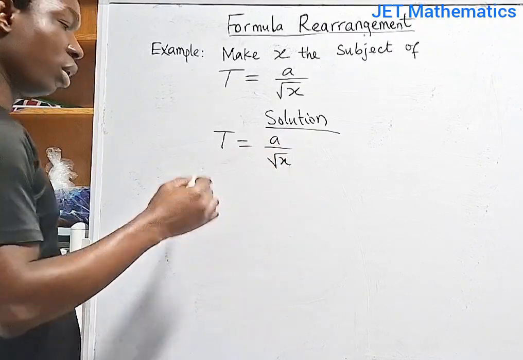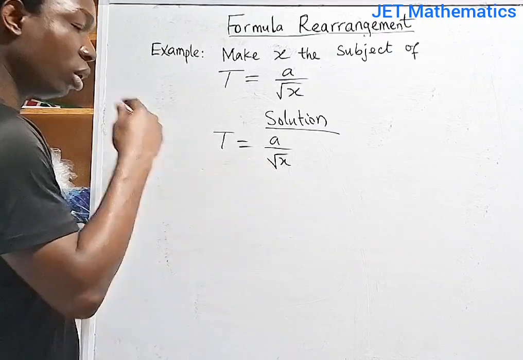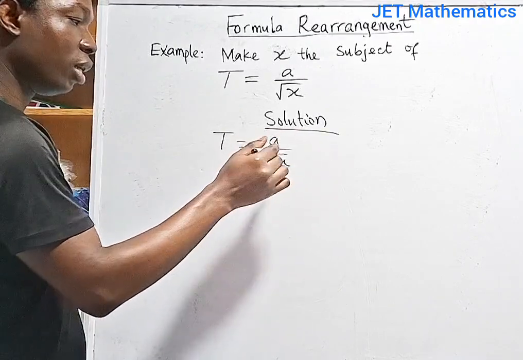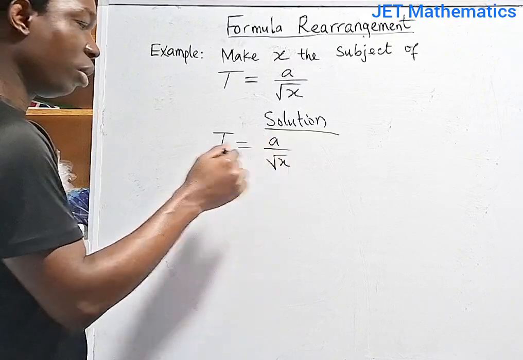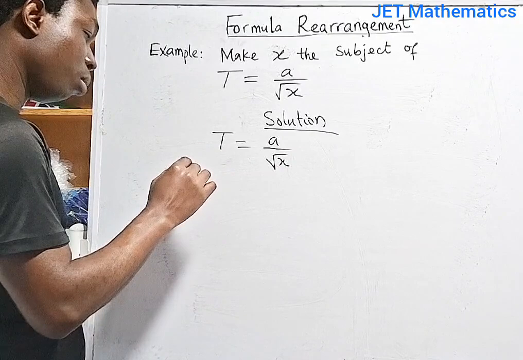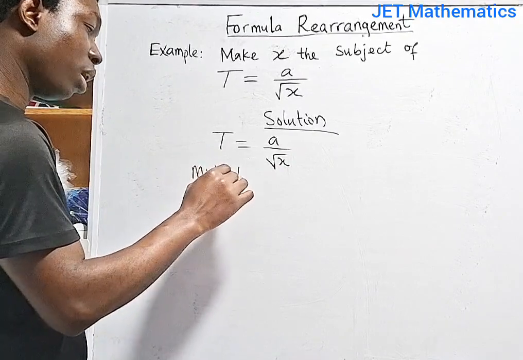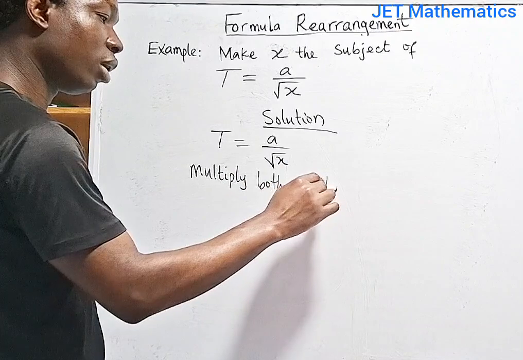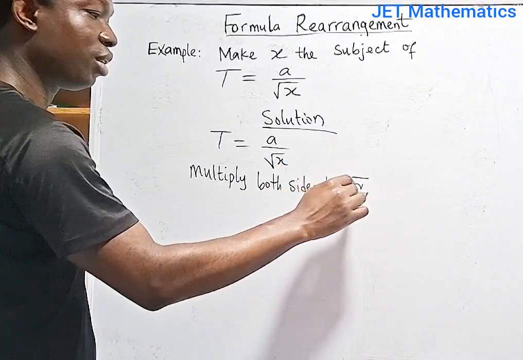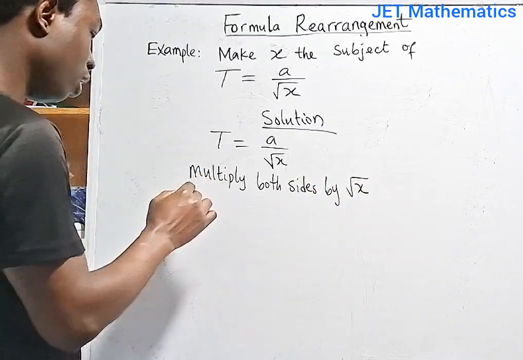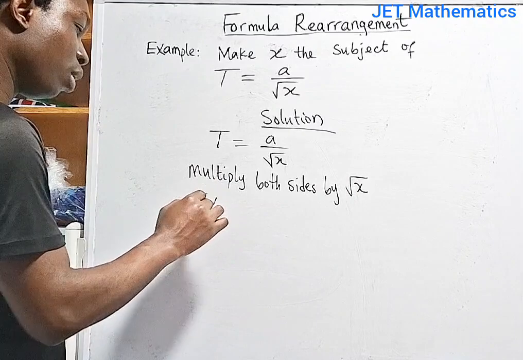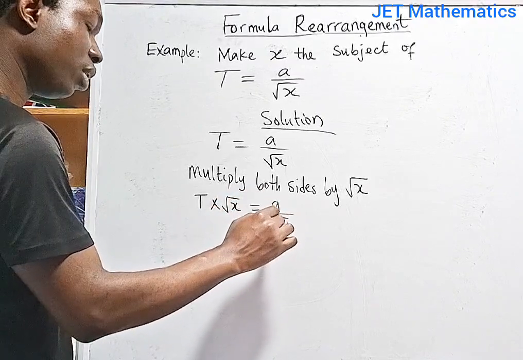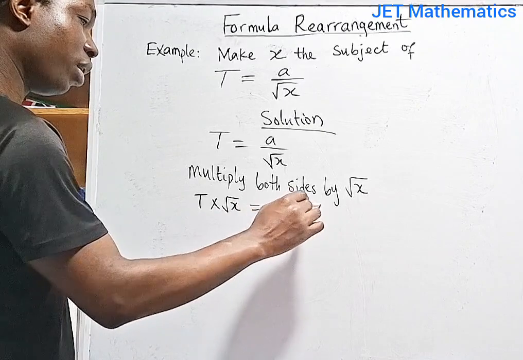So first of all, let's take x this way. To do that, we multiply both sides by x to get rid of s from here. So we say multiply both sides by, not s rather, but the square root of x. Alright, the square root of x. So that we have t multiplied by the square root of x is equal to a over the square root of x multiplied by the square root of x.